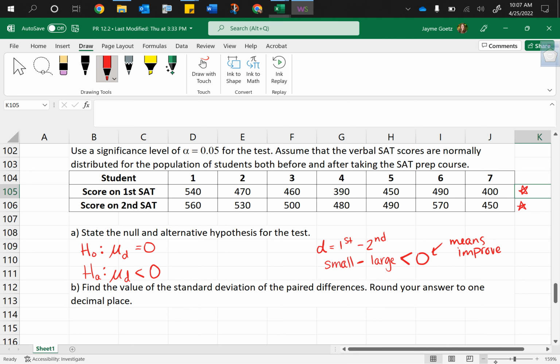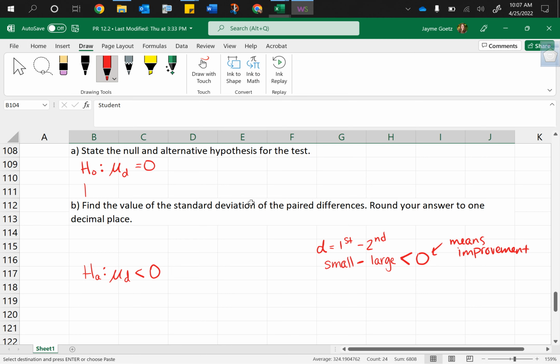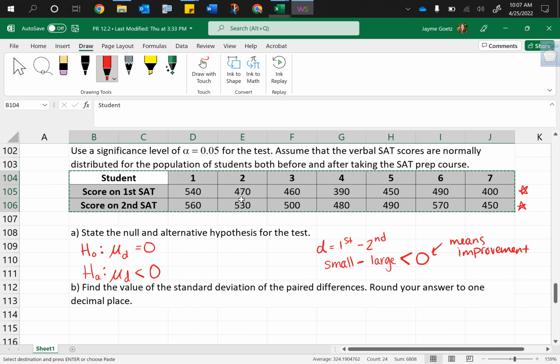Oh gosh, this is stuck. Okay. Now, part B. Find the value of the standard deviation of the paired differences. Round your answer to 1 decimal place. So here's what we're going to do. We're going to copy this table, and we're going to come down here, and I don't know what's happening. And we are going to transpose it.